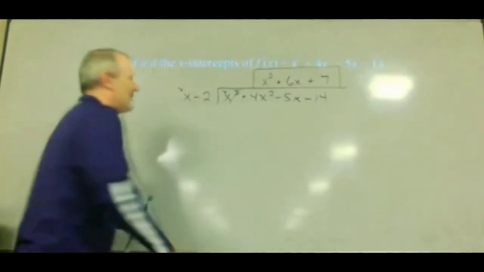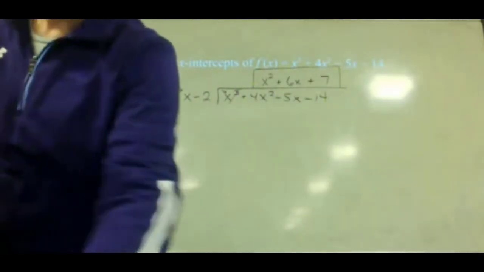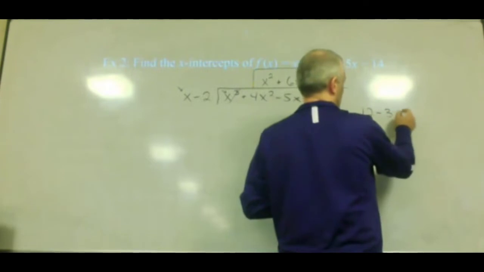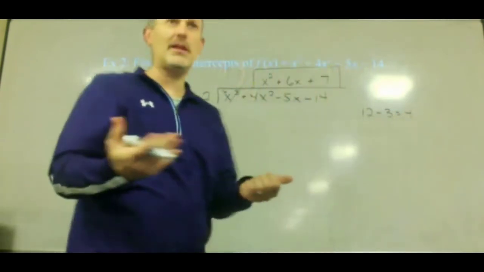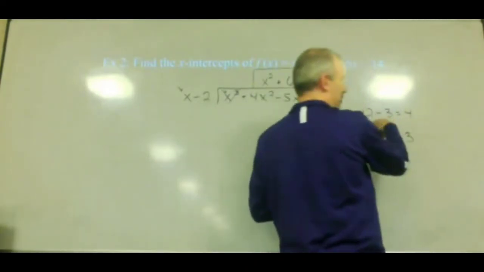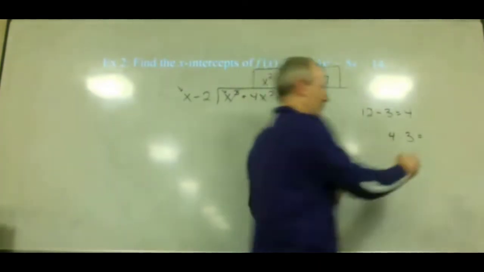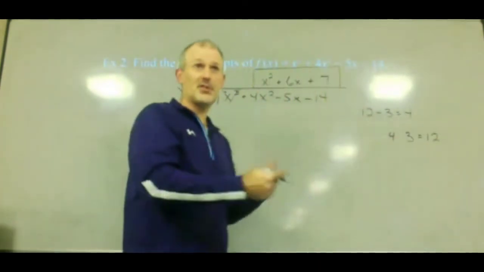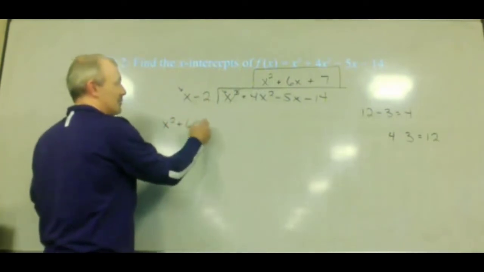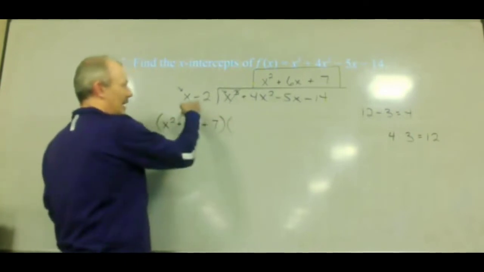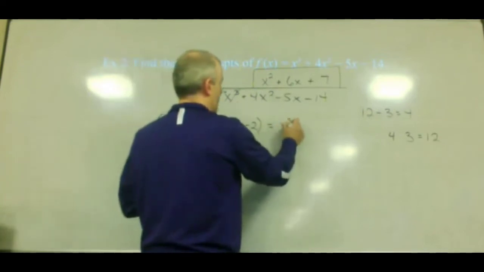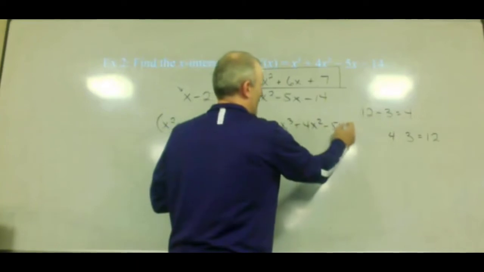Okay, so this is what I want to have left, and I want to show you something here. I use that example of 12 divided by 3 equals 4, right? And that's true. Everybody's okay with that? Now, what that means is if I take this 4 and multiply it back by the 3, our answer is 12. Does that also make sense? So I'm going to do the same thing here. If I take this x squared plus 6x plus 7 and multiply by what we divided by, the x minus 2, that answer is equal to x cubed plus 4x squared minus 5x minus 14.